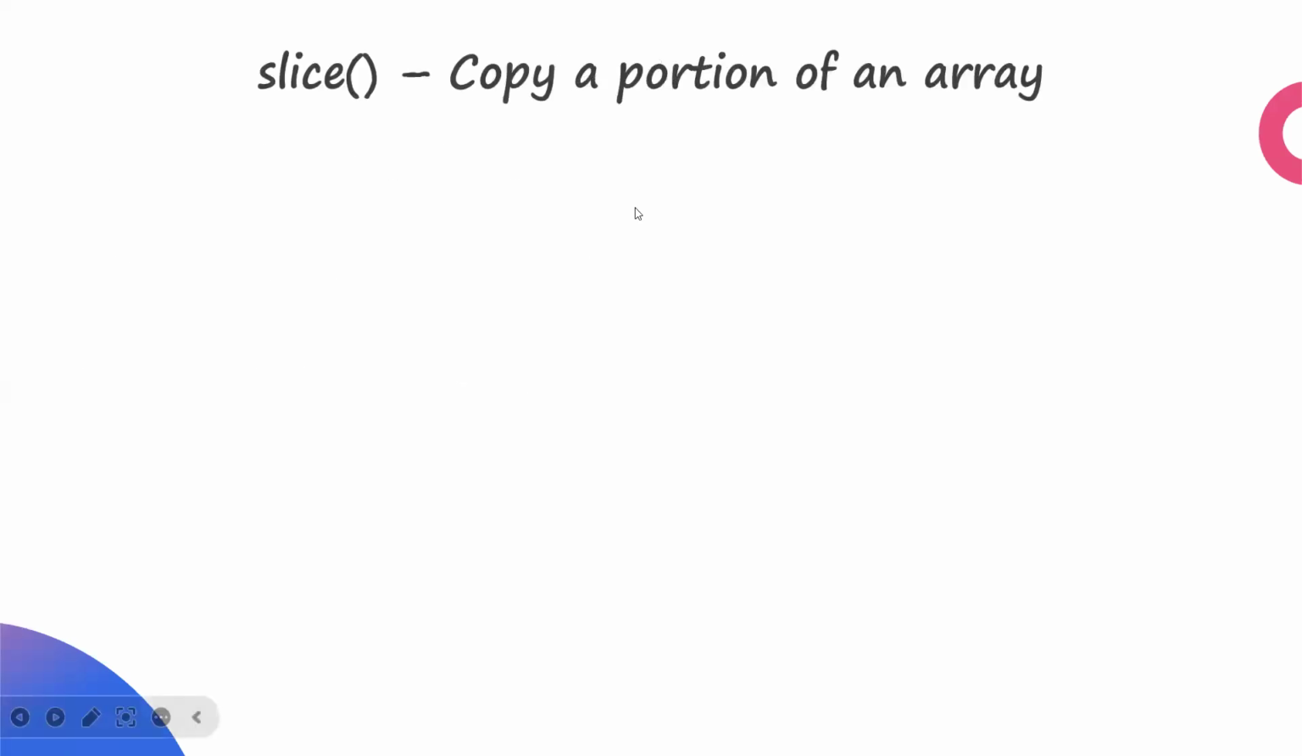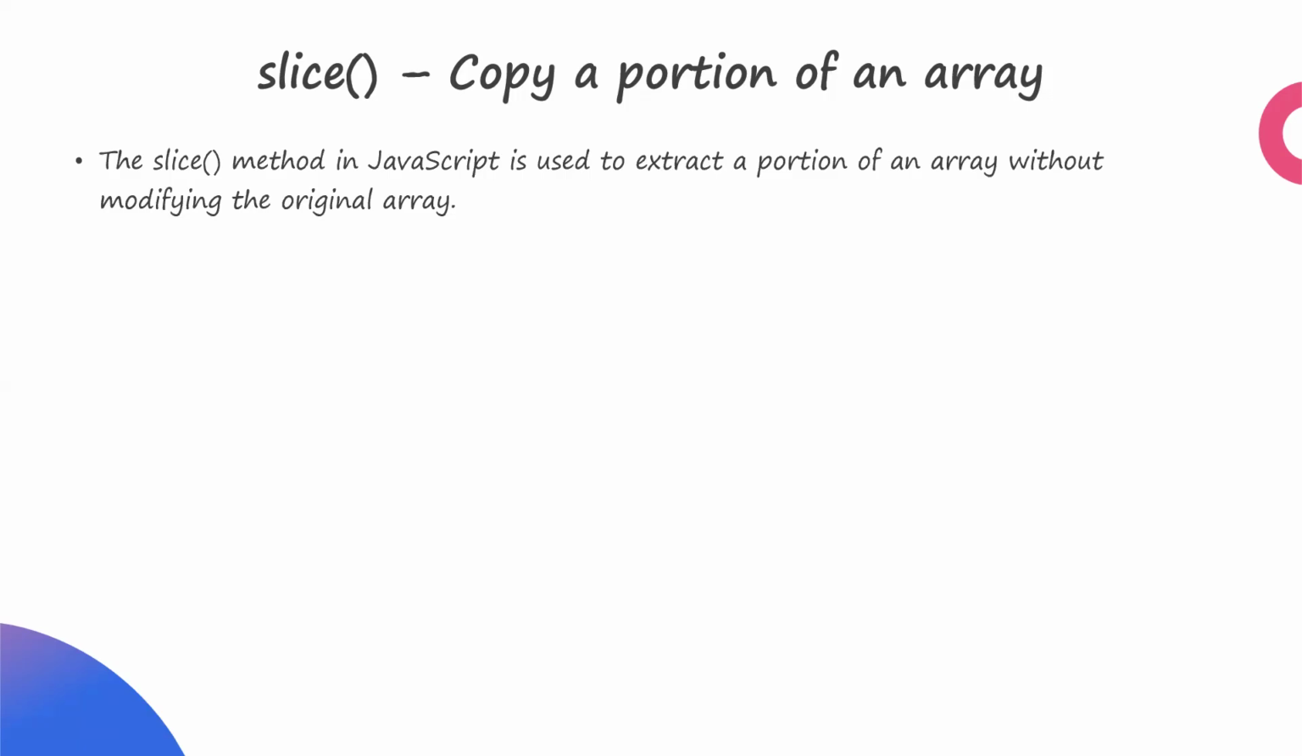So let's go to slice. If you want to get a portion of your array, you want to get a slice of it, your sliced bread, the whole bread was cut into slices. So you can just take one slice. So if you want a portion of your array, a slice of your bread, you will use the slice method.